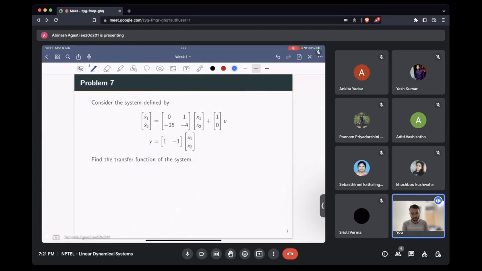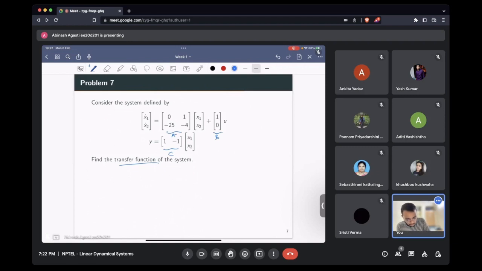Okay, so next we have, this is a simple one. We have an LTI system, A matrix, B matrix, C matrix. And we want to find out the transfer function of the system. So this is C, this is A, this is B.